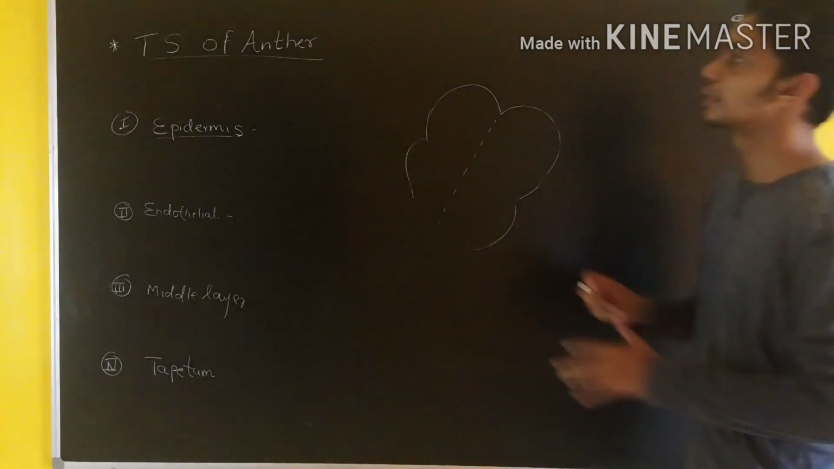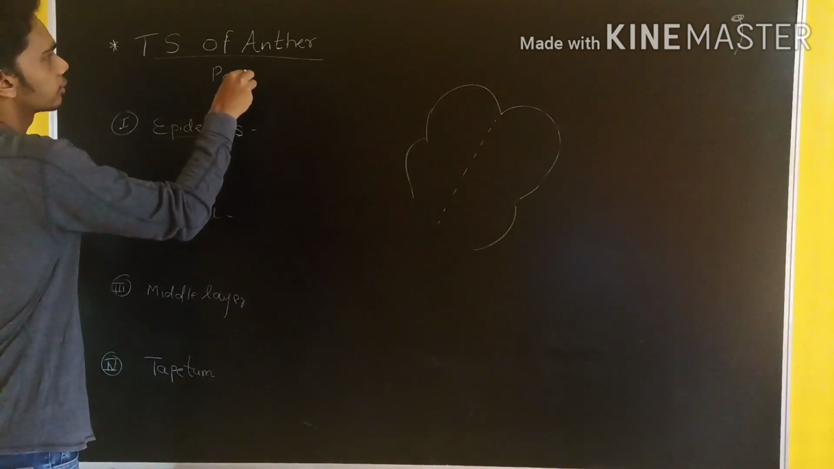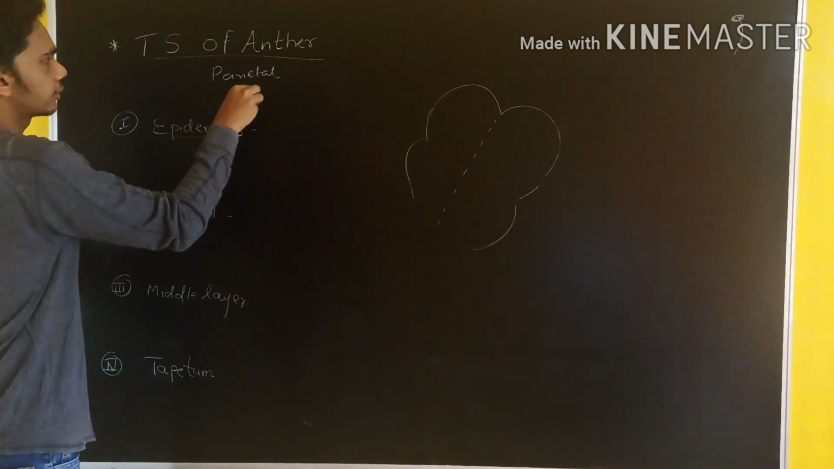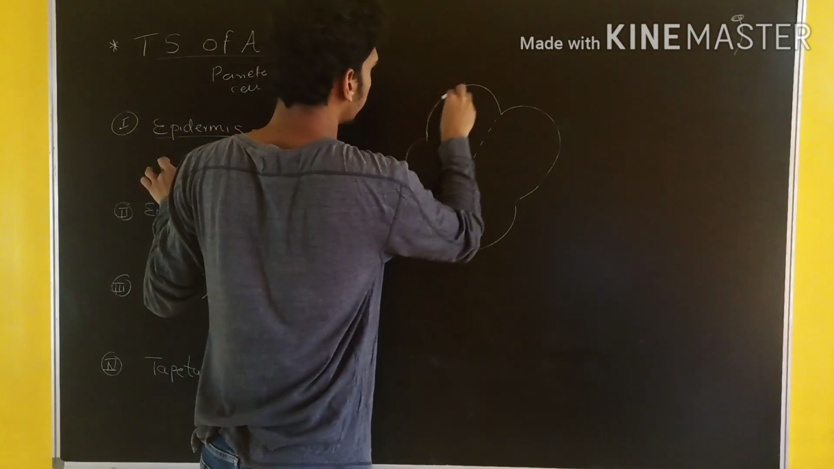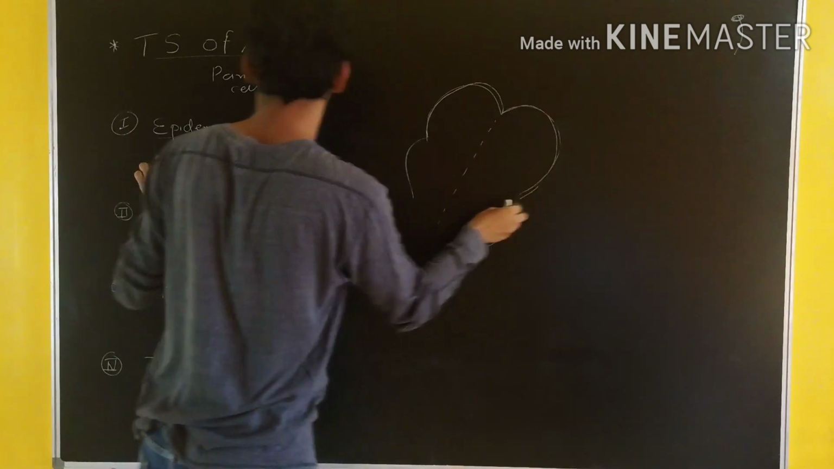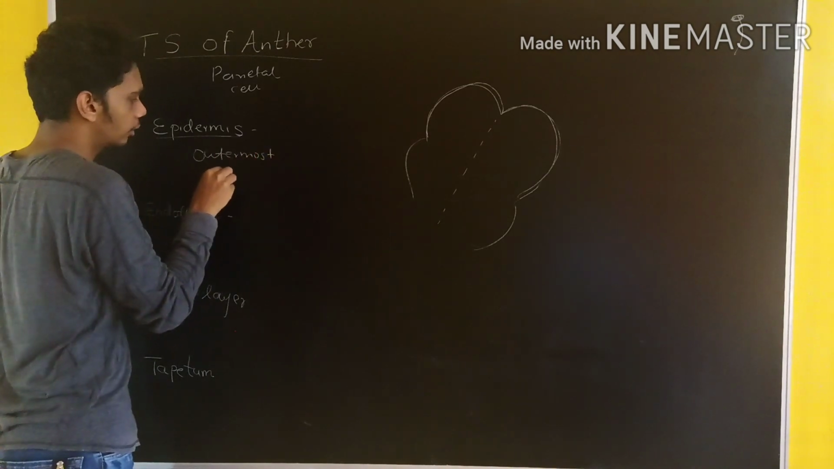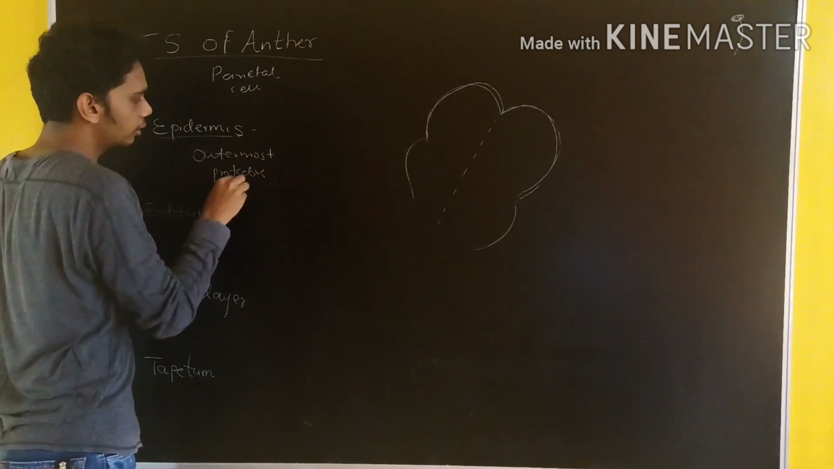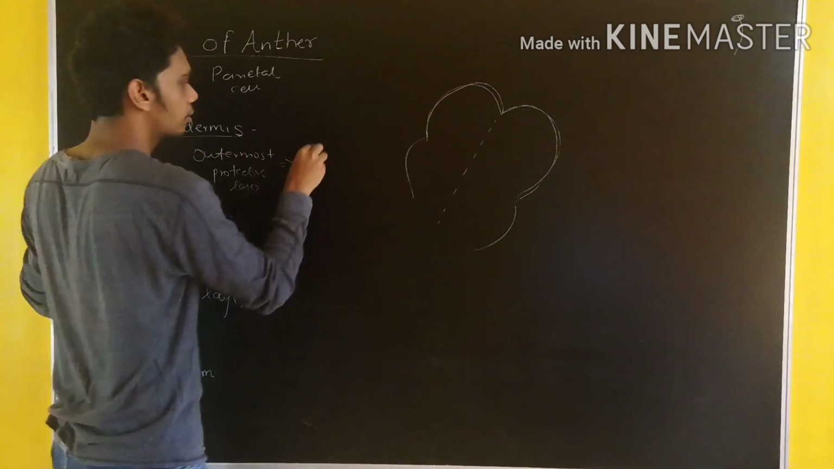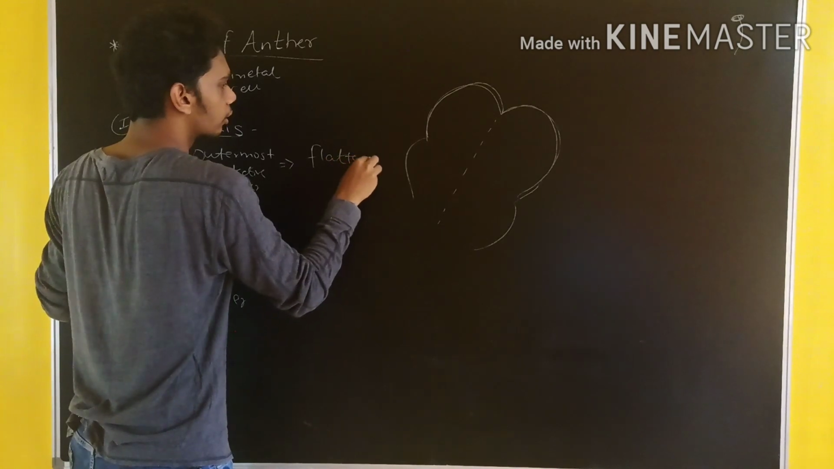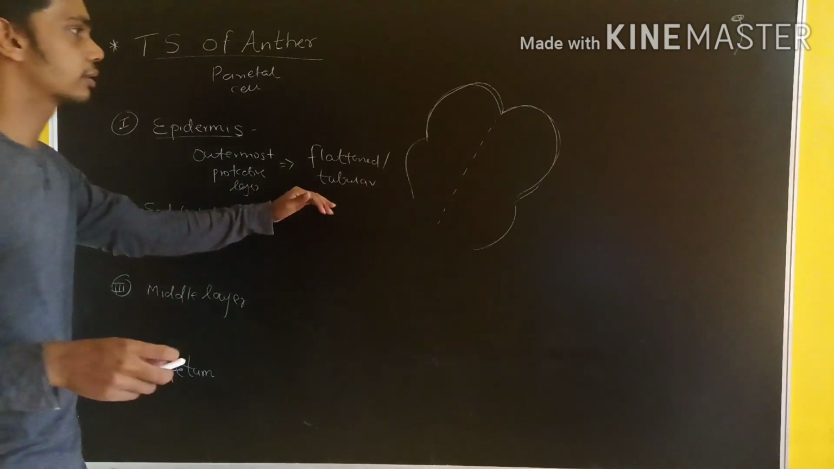Okay, now let's talk about the layers of the anther. 4 layers of the parietal cell. We are going to study the parietal cell here in a detailed manner. The parietal cell is classified into 4 parts. First is the epidermis, which is the outermost protective layer. Which is made up of flattened or tubular cell structures.